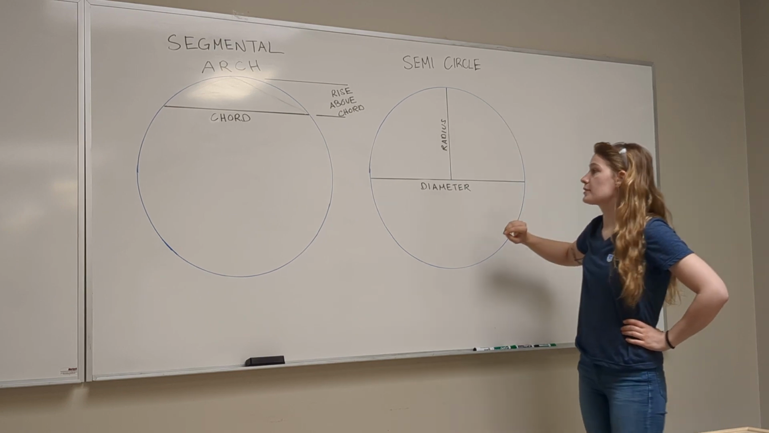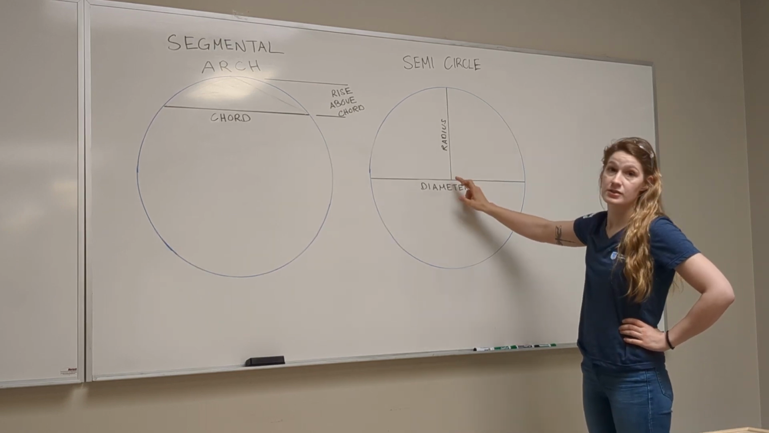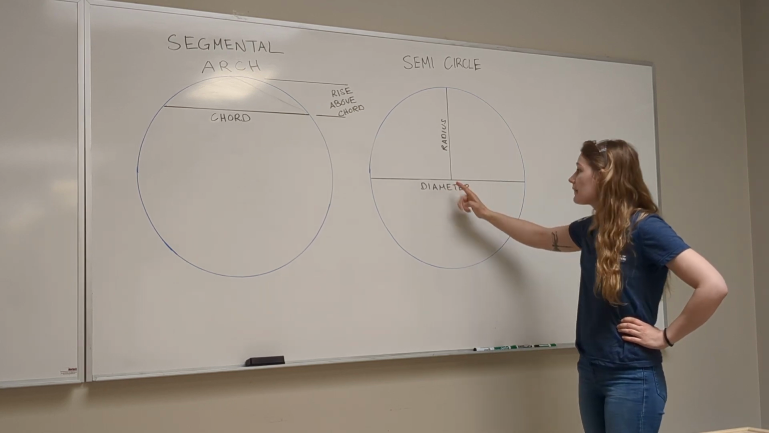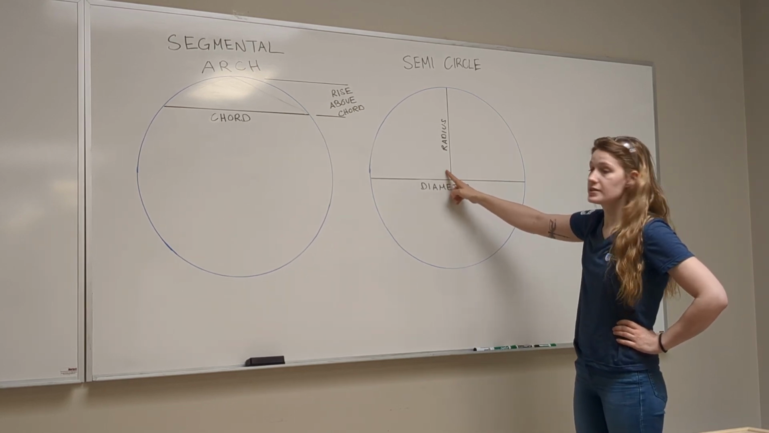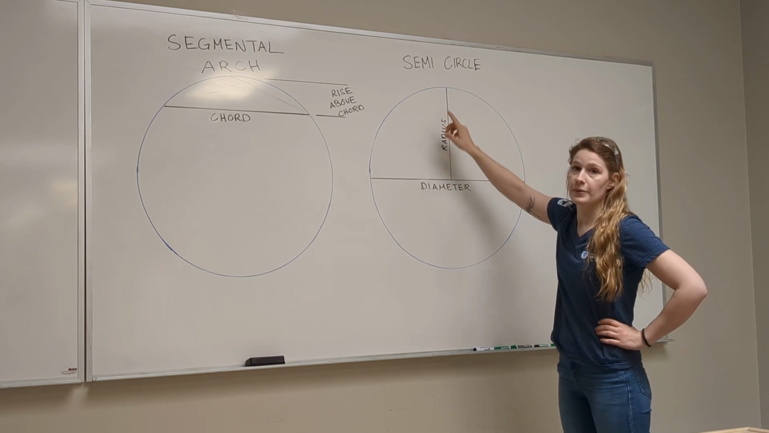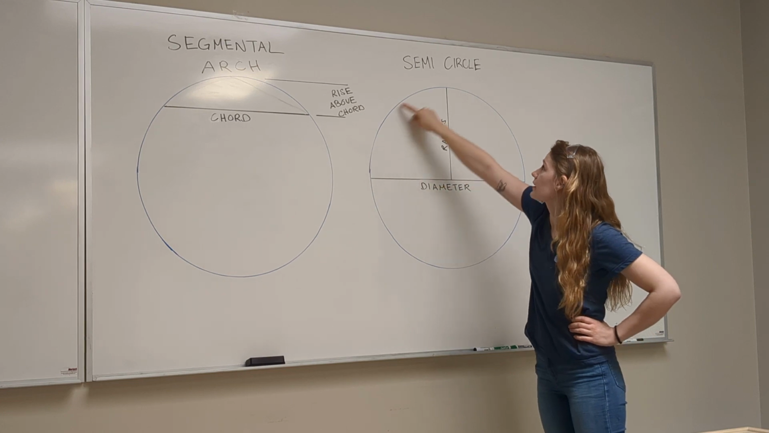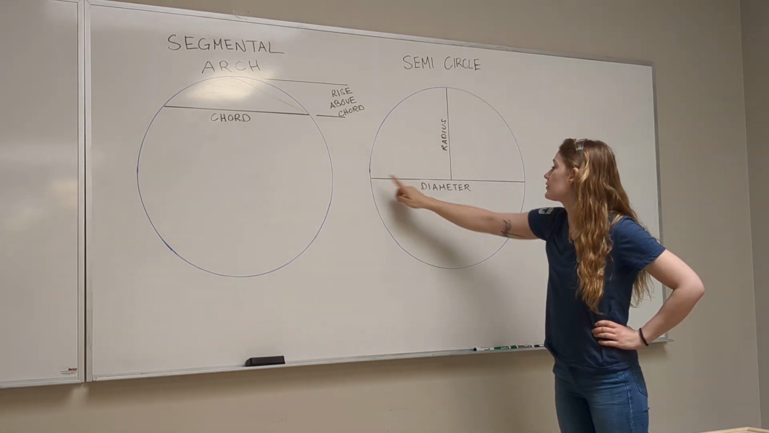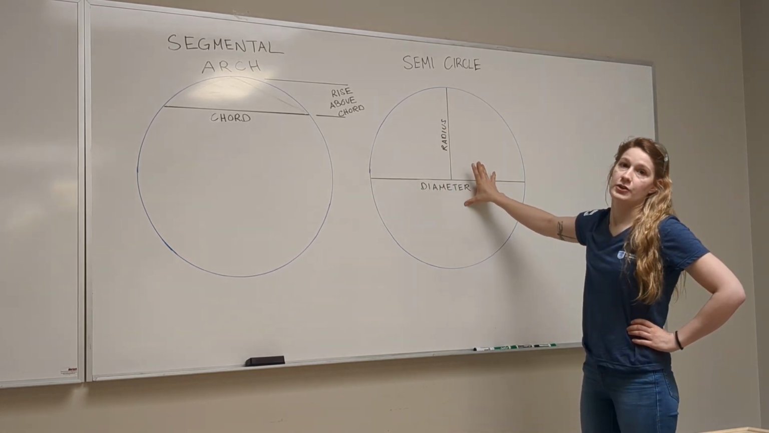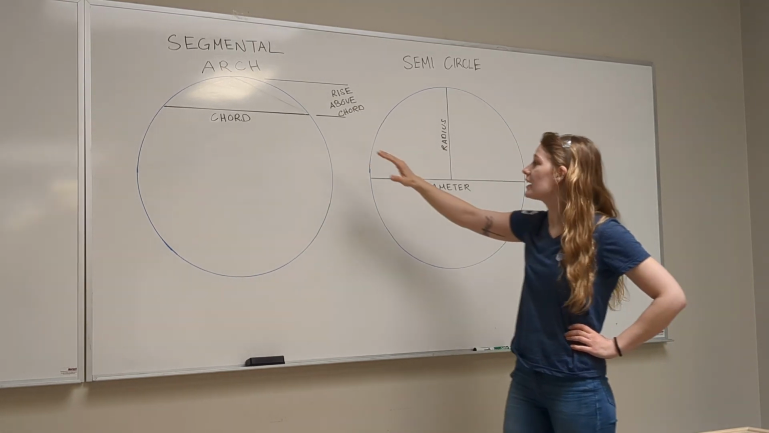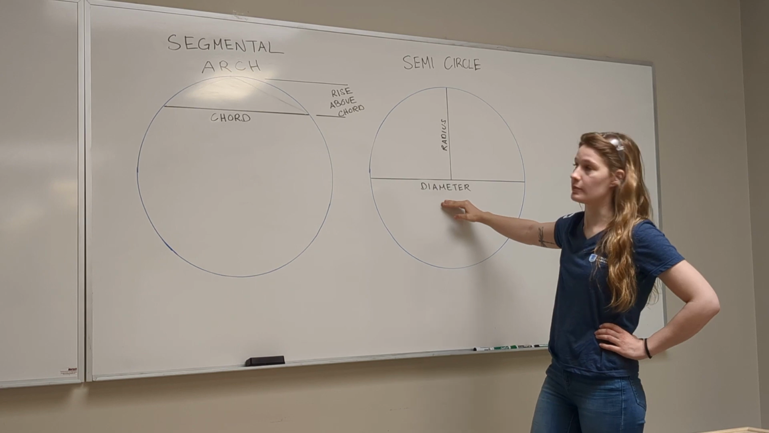When we are creating a semicircle, we need to find the center of this circle, so the center of our diameter, which is our horizontal line, and then we're going to go 90 degrees perpendicular up the radius length. From there, you take the radius length and you would strike from one end of your diameter to the other. That creates our semicircle.